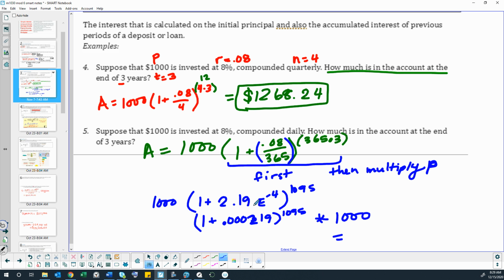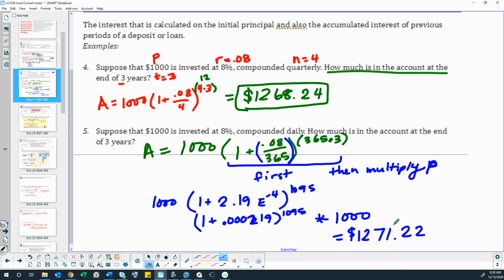1.000219. You want to use as many decimal places as you can just to avoid rounding errors. But I know they get annoying to write down. So that's going to be to the 1095 power. And then I'm going to multiply that by 1,000. And I got 1271.21, although the 21 would round to a 22.